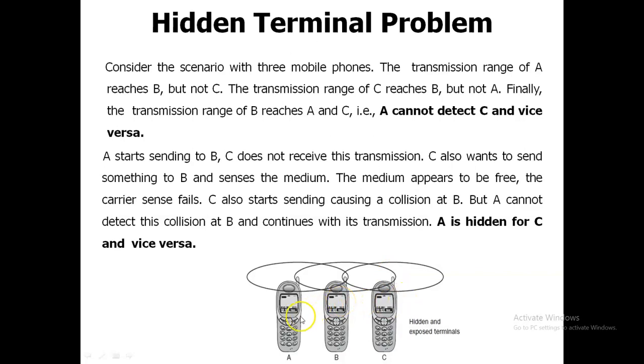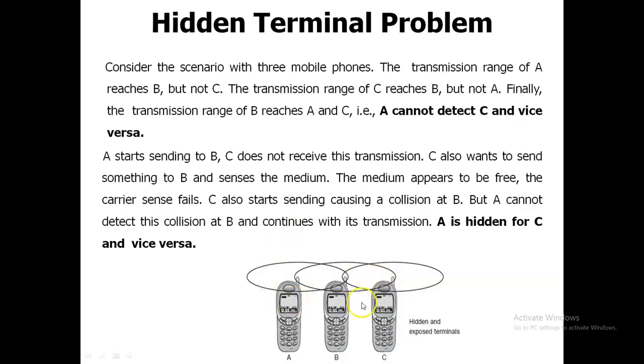Here we can see three nodes, node A, B and C. The communication range is such that A can communicate with B, and B can communicate with both A and C, while C can communicate only with B. So the medium between A and B is not known by C, and the medium from B to C is not known by A.